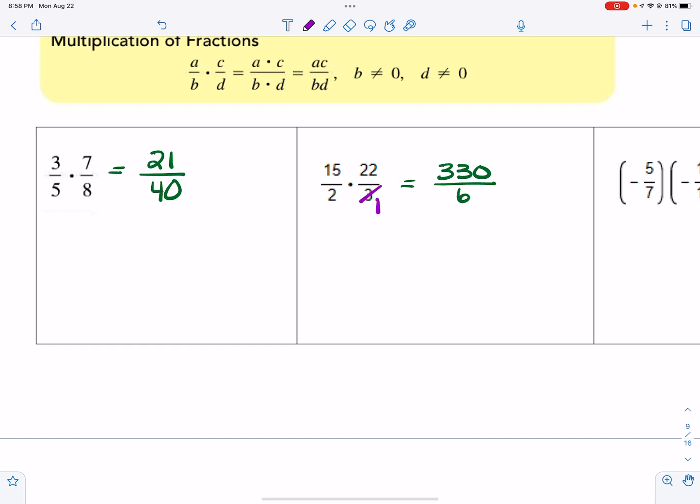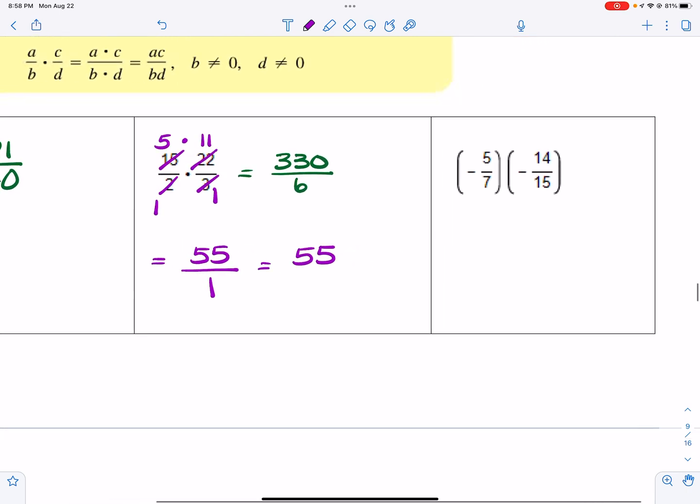3 goes into 3 one time, and 3 goes into 15 5 times. And 2 goes into 2 once, and 2 goes into 22 11 times. So now I have 5 times 11, which is 55, all over 1 times 1, which would just be 55. And if I took 330 and divided it by 6, I would get 55. So whichever way you do it, you just want to make sure that your fraction is always in simplest form.